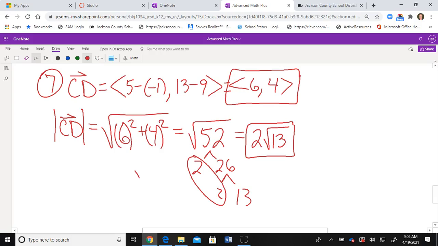First 5 you get to round. The rest of them you need to write in radical form, okay?